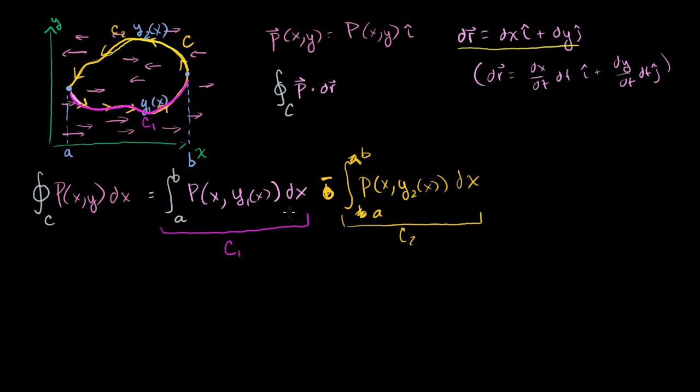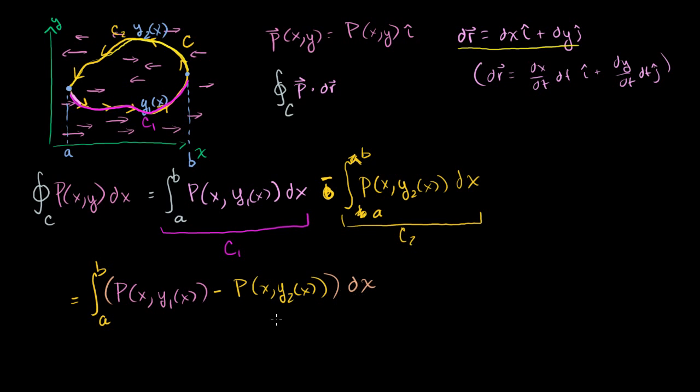sign. And now we can rewrite this whole thing as being equal to the integral from a to b of this thing, p of x and y1 of x, minus this thing, p of x and y2 of x. And then all of that times dx. Maybe I'll write it in a third color. All of that times dx. Now, I'm going to do something a little bit arbitrary, but I think you'll appreciate why I did this by the end of this video.